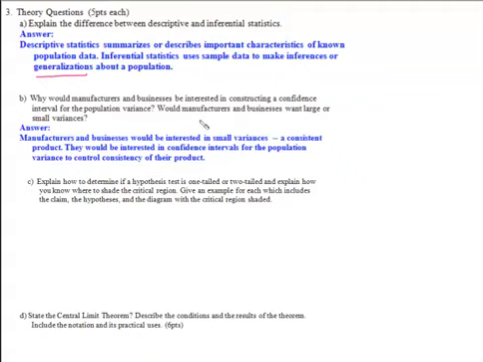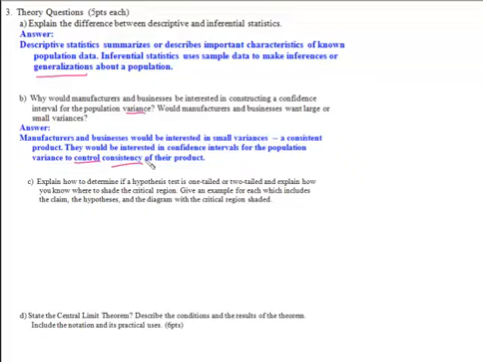Part B, why would a manufacturer or business be interested in constructing a confidence interval for the variance or standard deviation? And would they want a large or small variance? Basically, quality control. Manufacturers and businesses would be interested in small variances, a consistent product. So they would be interested in it to make sure they control the consistency of their products.